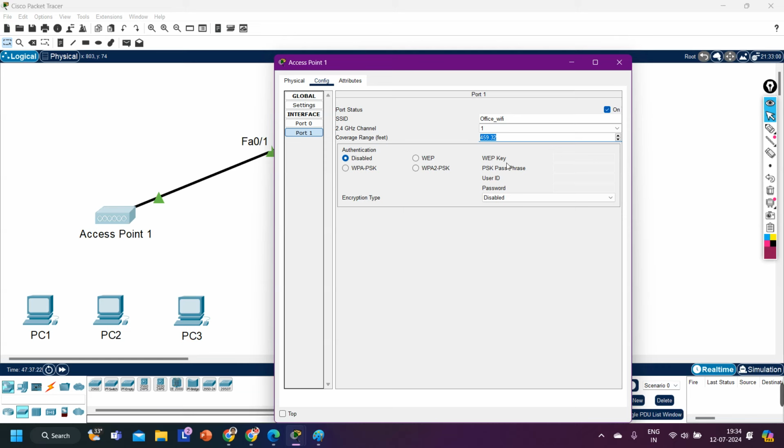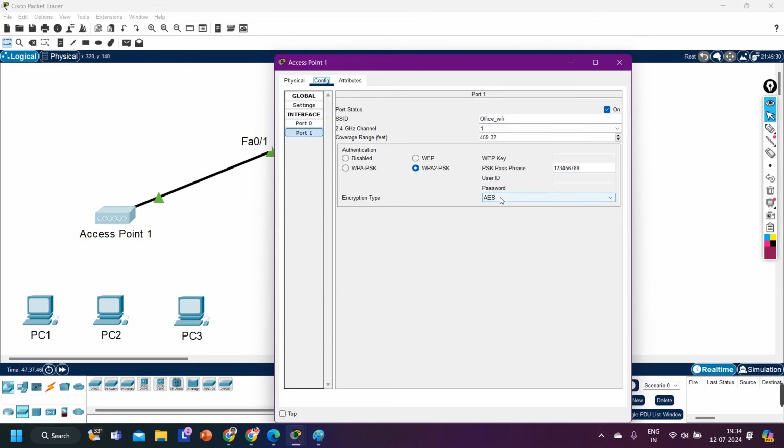Like WEP, WEP key, WPA personal, WPA2 personal, right? So let me configure WPA2 personal for now, and here I am going to set the password. Let's say the password is 1 2 3 4 5 6 7 8 9. Let's say this is my password. So I have configured one SSID on this access point and I have set up the password.